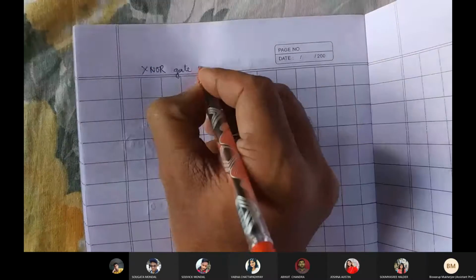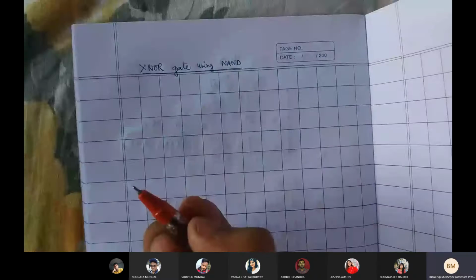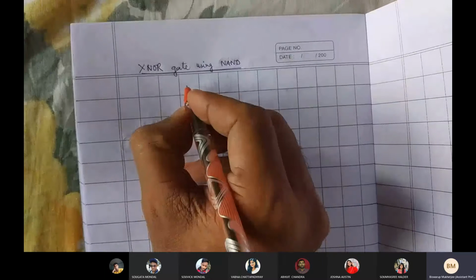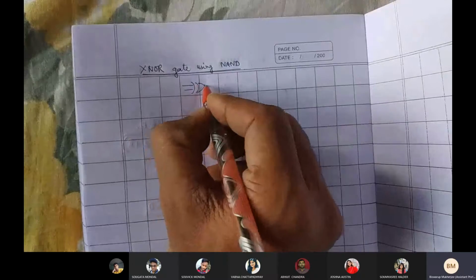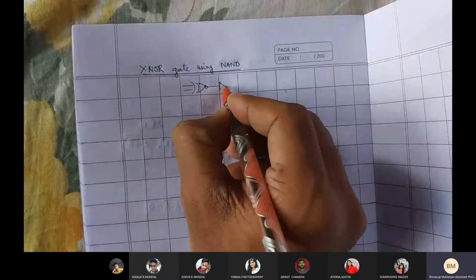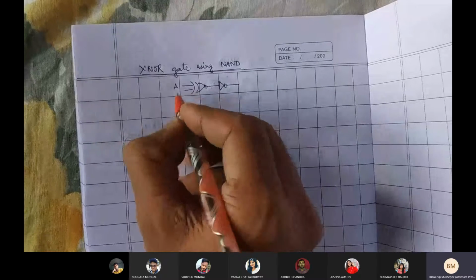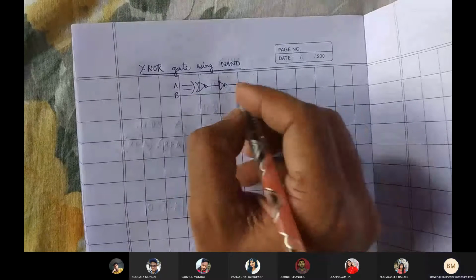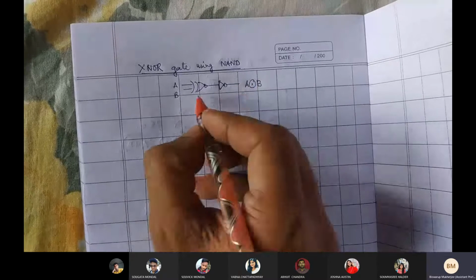XNOR gate using NAND. We know that XNOR gate is nothing but equal to XOR gate followed by NOT gate, right? So that is XNOR. So for inputs A and B, we will be getting A XNOR B. So what we need to do?